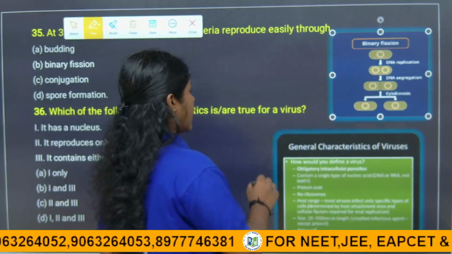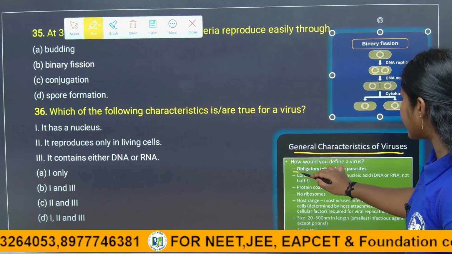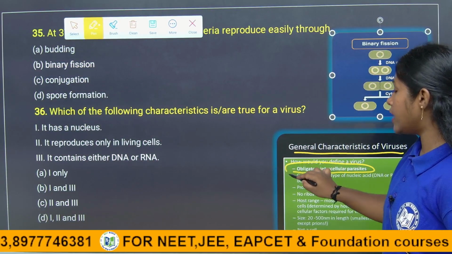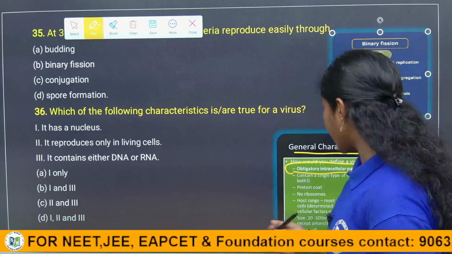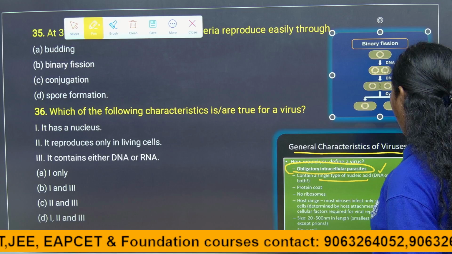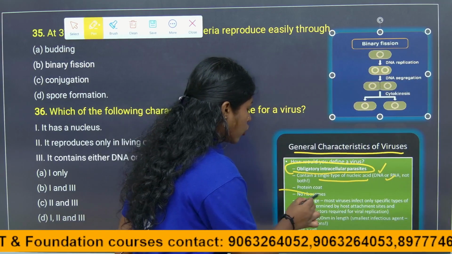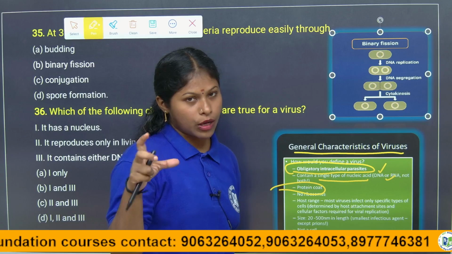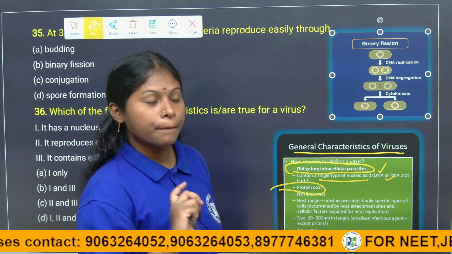So here I have given the general characteristics of viruses. They are obligatory intracellular parasites. Of course, they exhibit this only when they find the host. Without a host, they can't reproduce, right? They contain a single type of nucleic acid, either DNA or RNA. And it has a protein coat. The genetic material present in the virus is surrounded and protected by the protein coat.